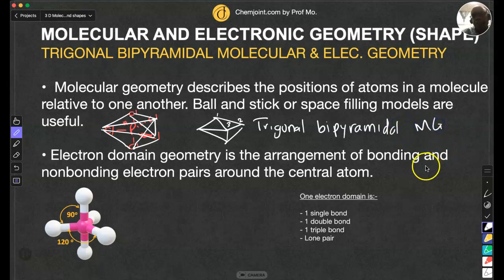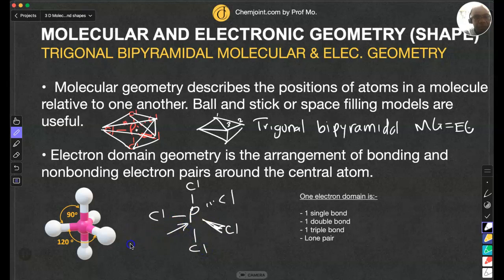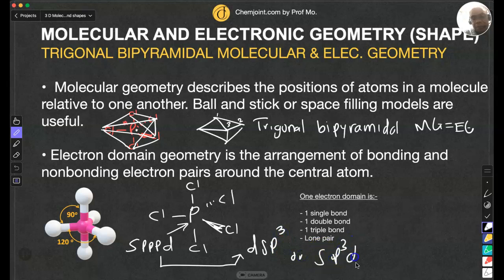for molecular geometry. Now, because there's no lone pair on the central atom, that's going to be the same shape for electronic geometry. As far as hybridization goes, you do have 5 electron domains around that phosphorus. So if it's 5 electron domains, I expect s, p, p, p. I've exhausted my 3 p's in the p subshell, so I'll add a d. So the hybridization in this case will be dsp3, or you can write it as sp3d. Bond angle is varied.